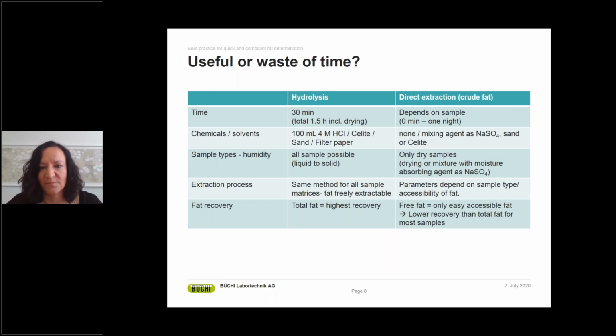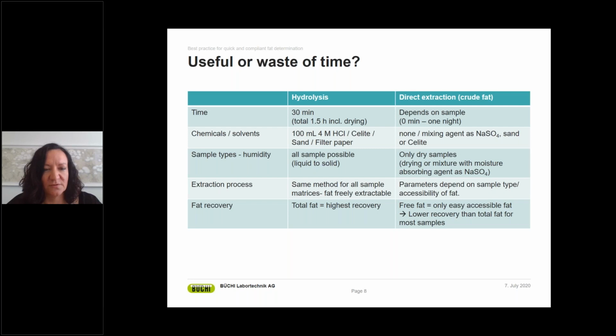So if the sample is moist, it needs to be dried. Sometimes it needs to be even drying overnight, so it takes a lot of time. The chemicals is 100 milliliters of 4 molar hydrochloric acid. You also need Celite and sand. Or for manual hydrolysis without BUCHI or another equipment, you also need filter paper. For direct extraction, of course, you need no chemicals, unless you need sodium sulfate, sand, or Celite to mix up your sample to dry it in order to be extracted.